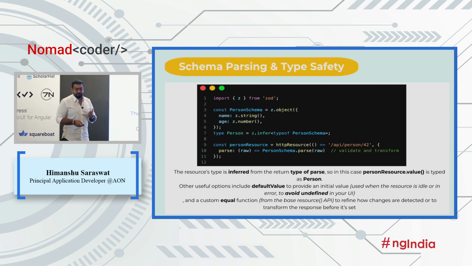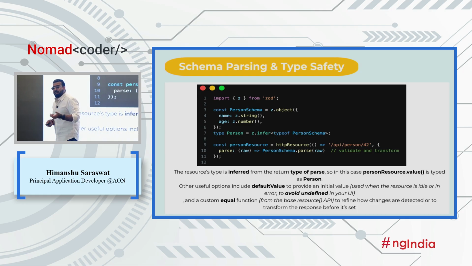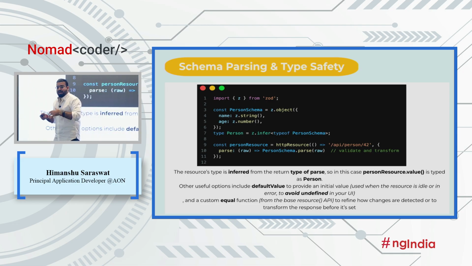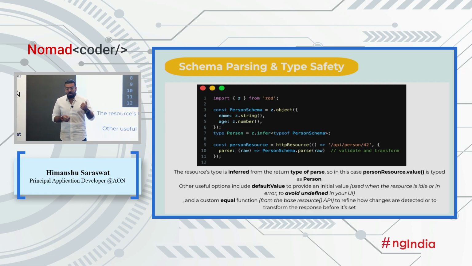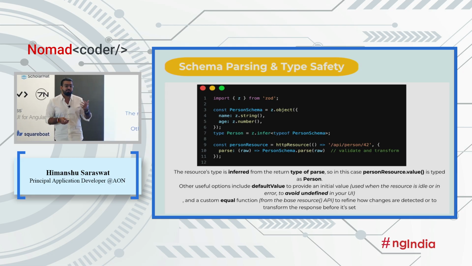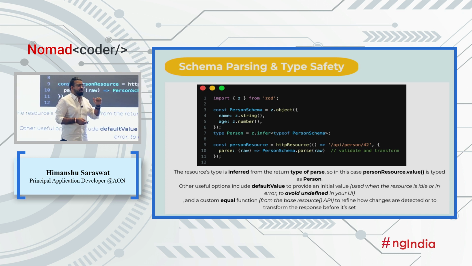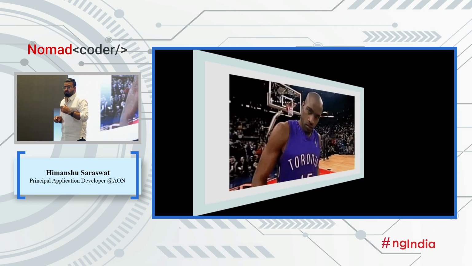Schema parsing, as I said. Parse is a neat option that helps you integrate schema validation libraries like Zod. But I was talking to one of our fellow speakers, and there's also a use case for parse. If you want to manipulate the data that is coming from your HTTP resource, you can also do that in the parse option, right? And apart from that, we have seen default value as well as a custom equal function that transforms the resource before it is set. So three options I've shown so far in the HTTP resource API, which are parse, default, and equal. And there are many more, so do read the documentation to know more.